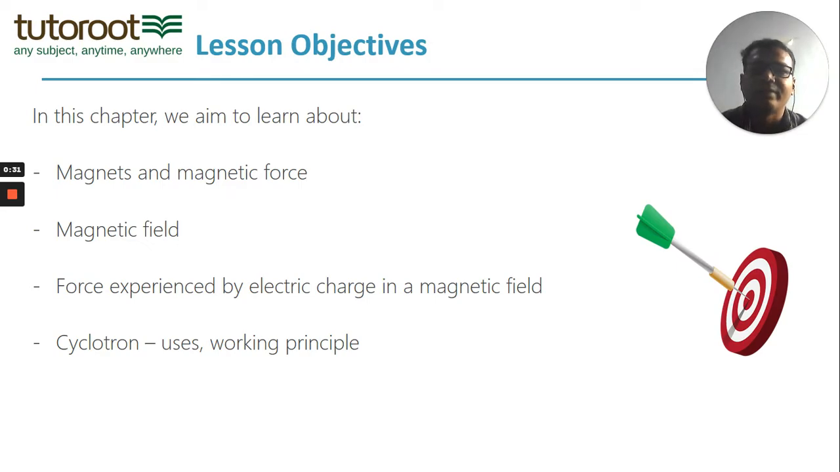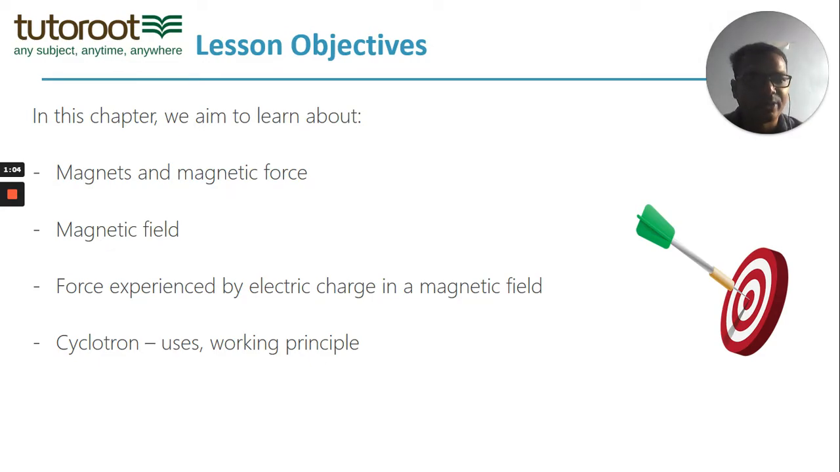If we look at the lesson objectives, what we're going to learn today. The first is about magnets and magnetic force. This is something that has been introduced to you since your school years. Second is magnetic field. Some people might be aware of this, but we'll learn in detail how to draw a magnetic field or how to recognize the shapes. Third, what is the force experienced by electric charge in a magnetic field? If you have electrically charged bodies, how do they behave in a magnetic field? So what is the force experienced by them? The different cases that we are going to study.